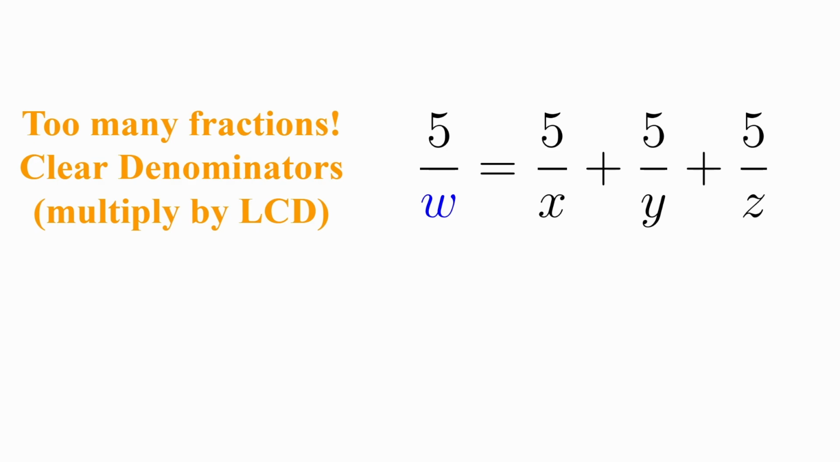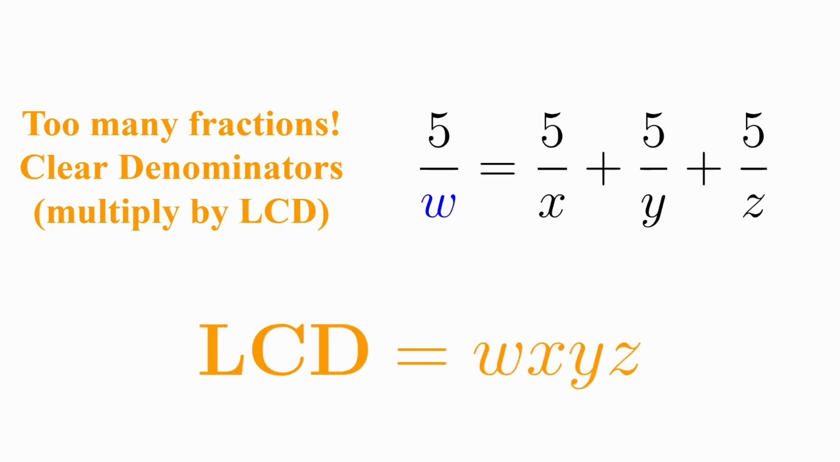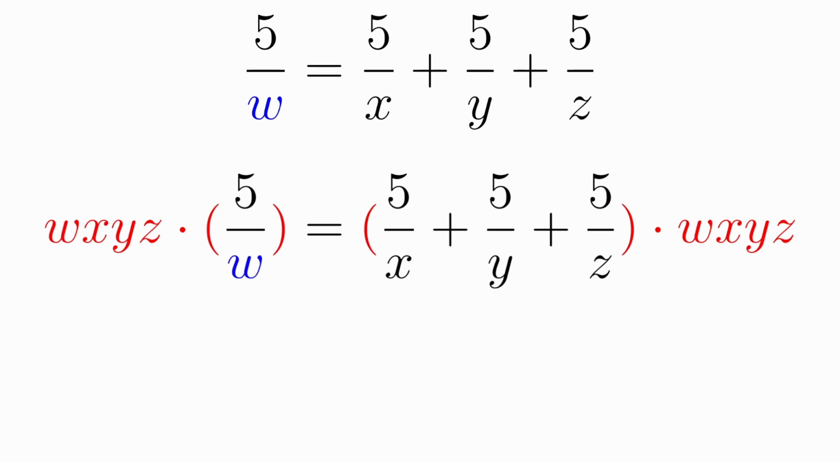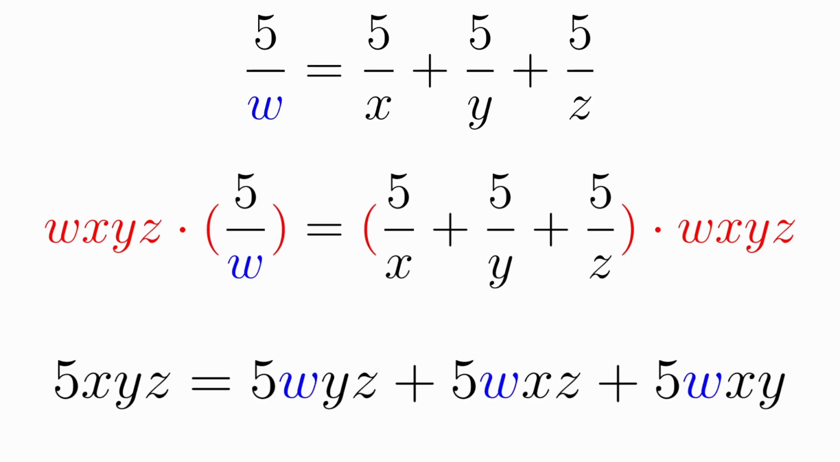Basically, what you do is you just multiply the entire equation by the least common denominator. W, X, Y, and Z all have nothing in common, so the LCD is just all those multiplied together: W times X times Y times Z. So we're going to take this equation, we're going to multiply both sides by WXYZ. On the left side, the W's cancel, and we get 5XYZ.